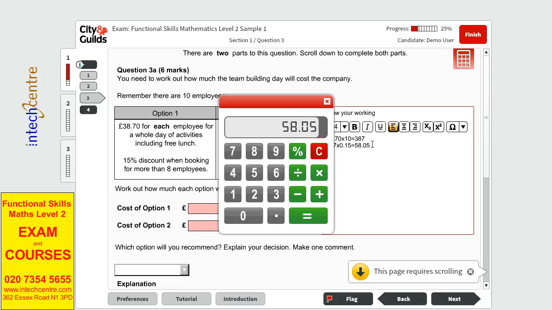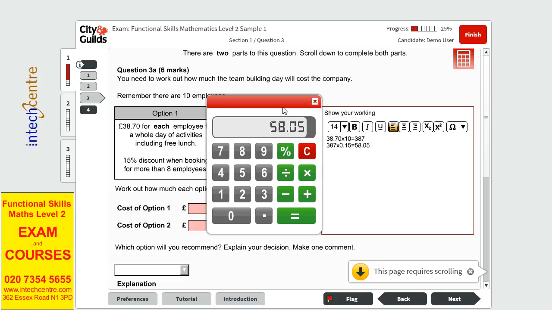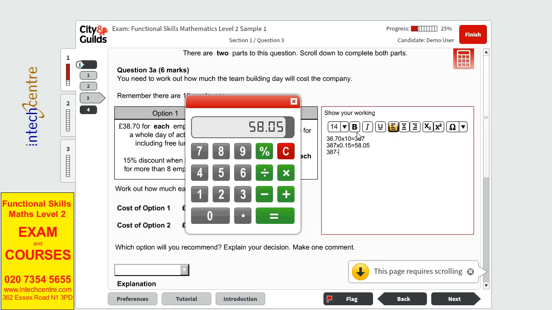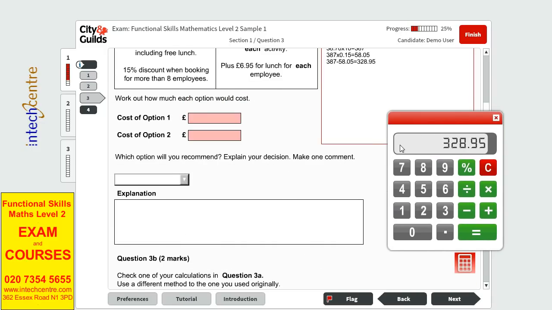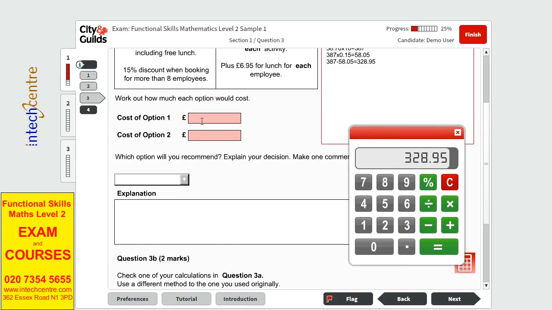So that's our discount. Now we'll have to subtract from the total cost the discount. 387 minus 58.05 equals to, let's find out, 387 minus 58.05, we have a cost of 328.95, and we will put that answer here. £328.95. Perfect.